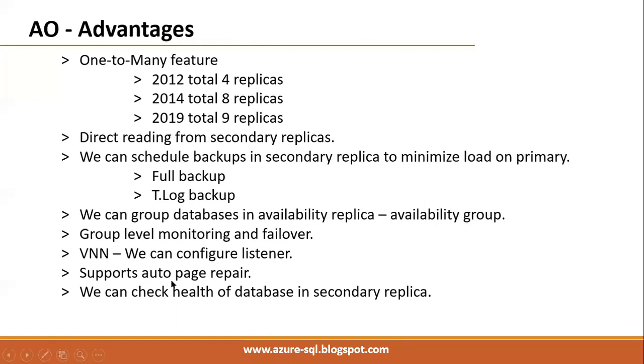It supports the auto page repair option. Means if any pages are corrupted or damaged, it will repair automatically. This extra feature was introduced first in 2008 in mirroring. We can check the health of the database in secondary replica also. We have seen consistency checks we can do in secondary replica. Various benefits are there with Always On as compared with mirroring.